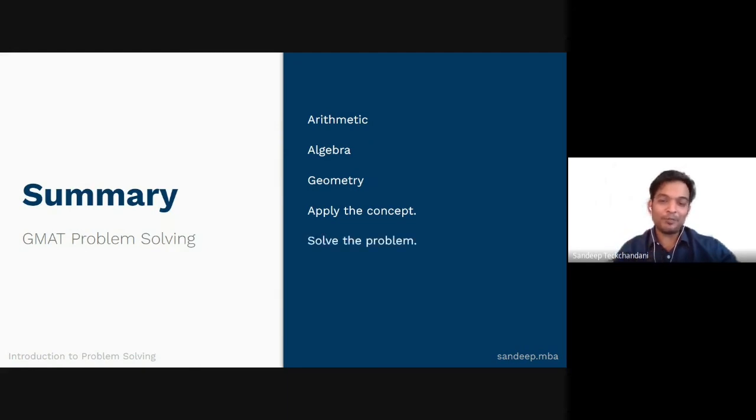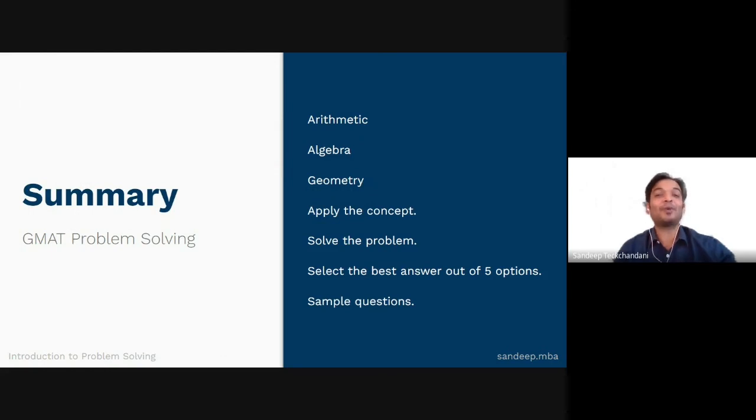Once you have solved the problem, you have to select the best answer out of the 5 options which will be presented on your screen. And eventually, I also showed you some sample questions which you can expect in your exam. That is all, my friends.